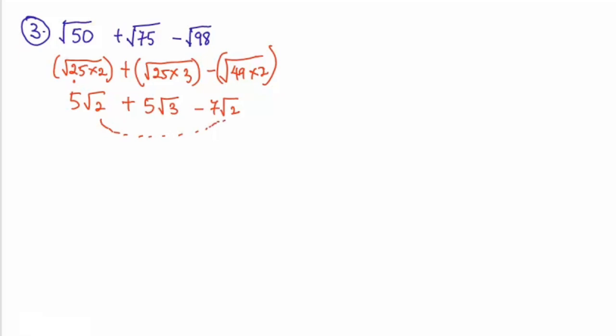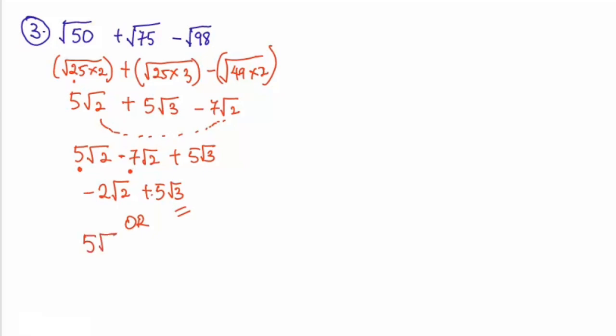So they are similar. So I can rearrange this to be 5 root 2 minus 7 root 2 plus 5 root 3. So now 5 outside minus 7 here is minus 2. 5 minus 7 is minus 2 root 2. Then on that hand, we have 5 root 3. So this is the answer to this question. Or some person may write it as 5 root 3 minus 2 root 2. So they'll just rearrange what we have here: take this outside and then bring this inside. So any of them is the answer to the question.